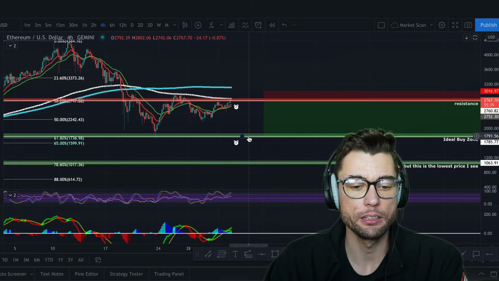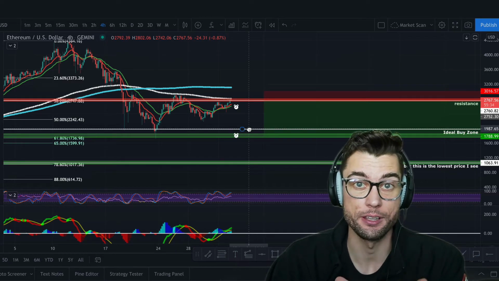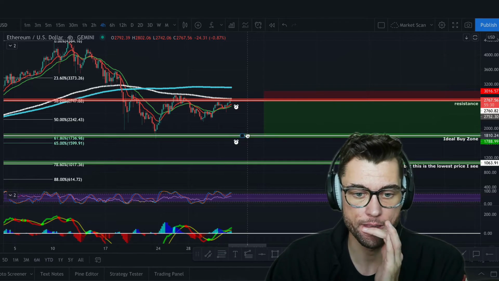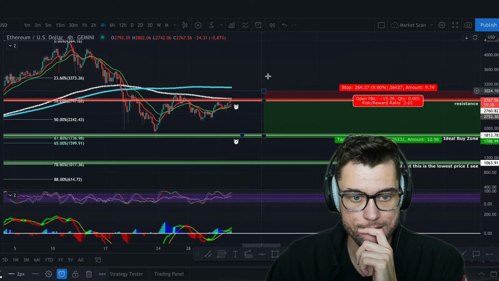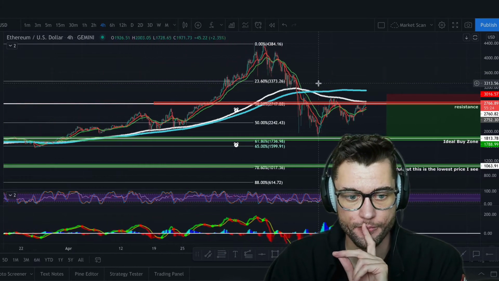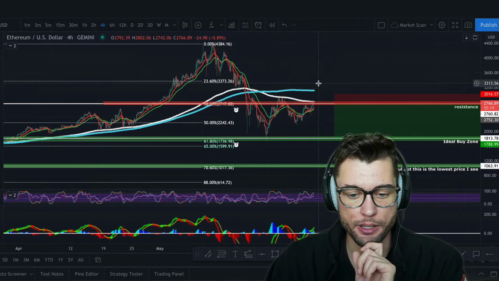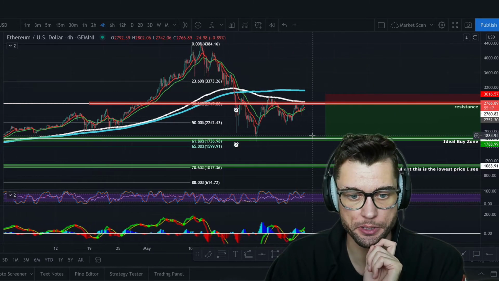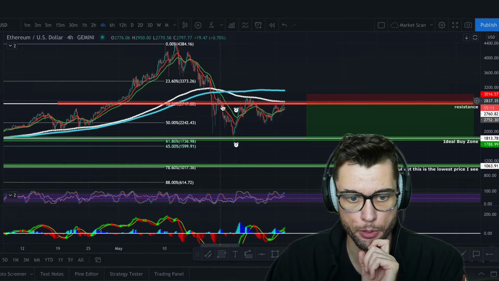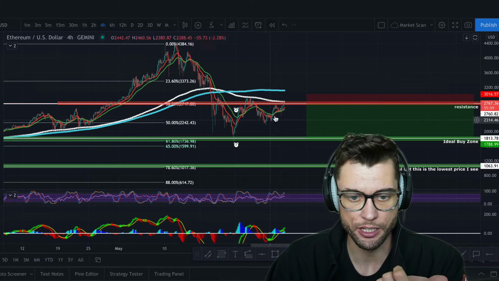I'm contemplating lifting this up to here, to be honest, just to grab it, just to make sure I get in. So I might end up doing that. I'm going to leave it here for now at around 1800, but I'm probably going to end up lifting it up just because we're in this range, bottom to top, and yeah, we hit the mid range and then came back up.